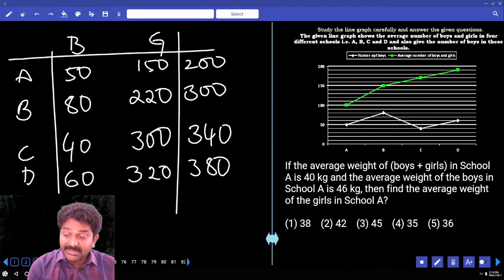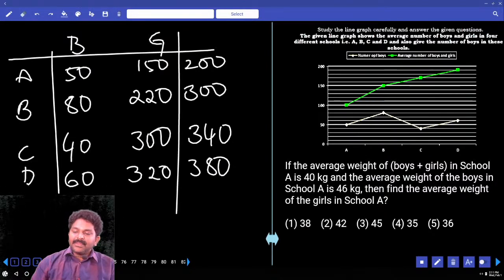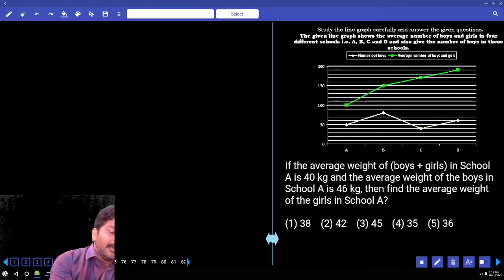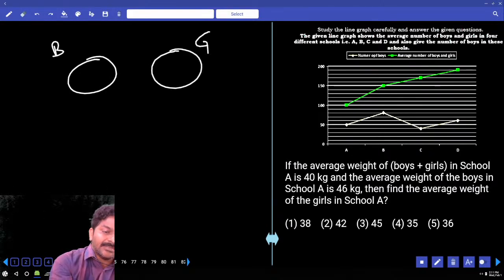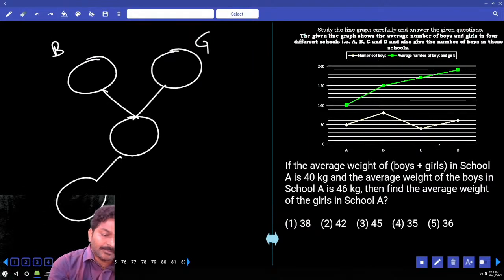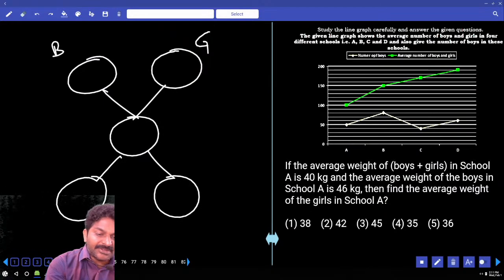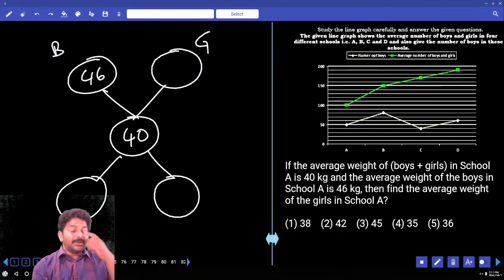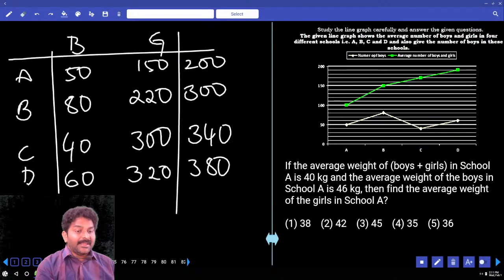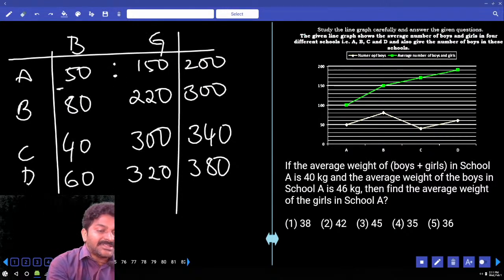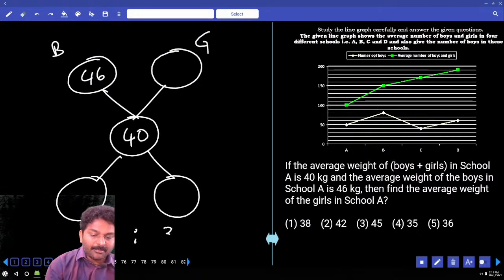The average weight of boys in school A is 46 kgs and the average weight of the class in school A is 40 kgs. Find the average weight of girls in school A. Okay. So now I will use the alligation method. These are boys, these are girls, and this is the total class strength. The total average is mentioned as 40. The boys' average is mentioned as 46. This is from which school? In A. In A, the ratio of boys to girls, how much is this? 1:3. So here also the ratio of boys and girls must be 1:3.